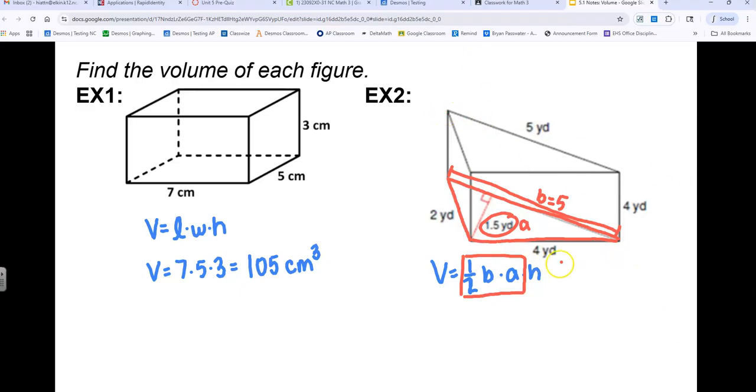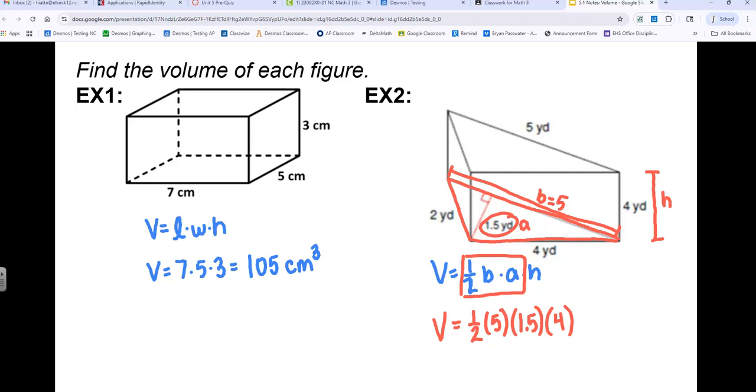So we've got 5. So our volume is going to be 1/2 times the base, which is 5, times the altitude, which is 1.5, and then I need the height. It's going to be the 4. It's coming from this 4 over here on this side. It's the part that's not in the base, right? That is your height right there. So that will be 4.